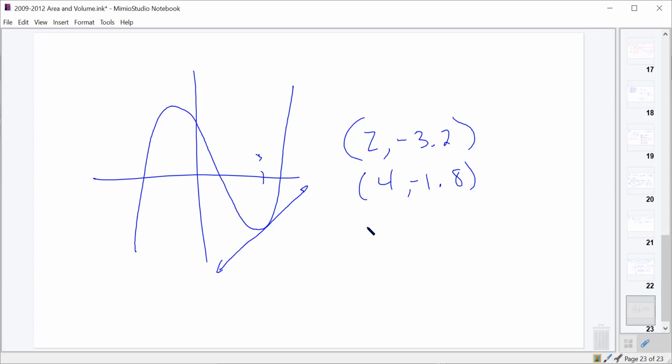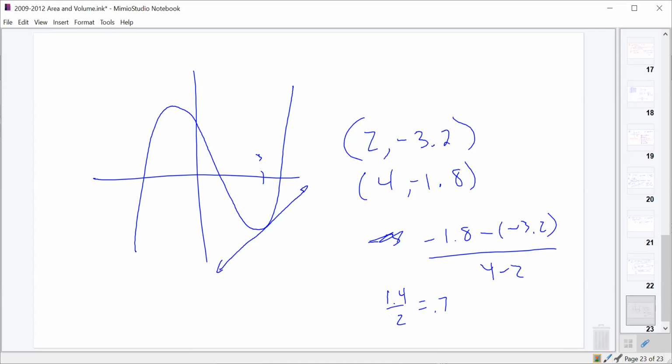Looks like, we'll do it the other way, -1.8 minus -3.2 over 4 minus 2. What does that come out to be? 1.8 plus the 3.2, that's 1.4. Over 2, so that came out to be about 0.7. So it looks like about 0.8, which makes sense. It's definitely not more than 1.